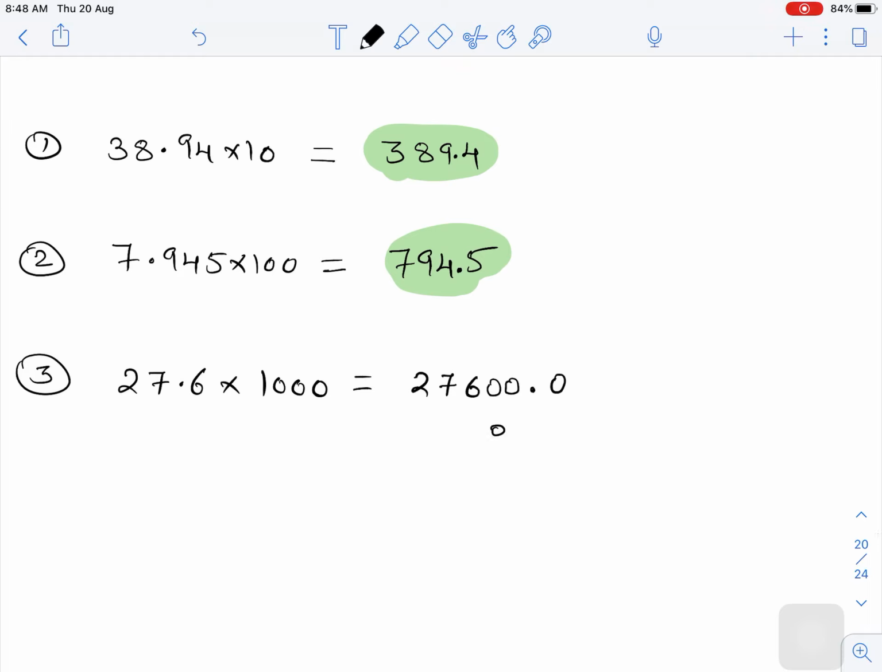Now remember one thing, that if you are writing this one, then also it is correct, or simply you can write 27600. Because the decimal is present at the end of the number, if you are not writing it, it won't create any difference. And after the decimal 0 is there, if you are not writing it, no problem. Same answer will be there, so both these answers are correct.